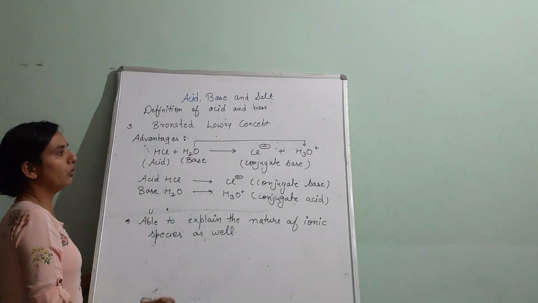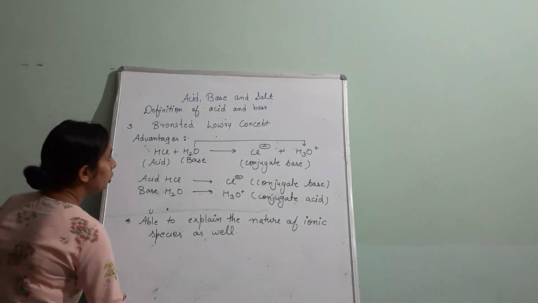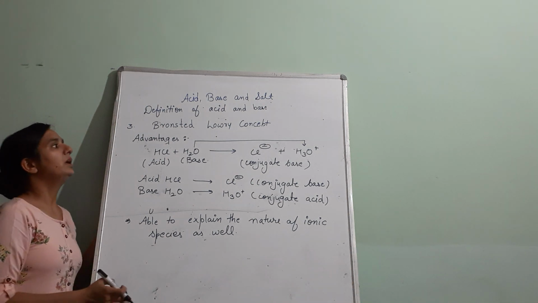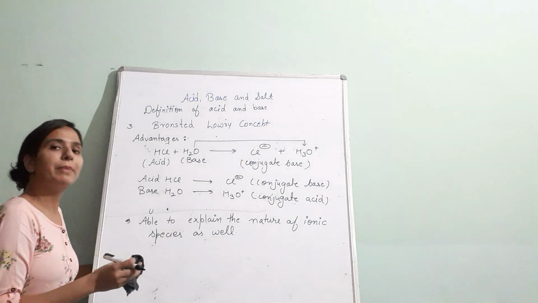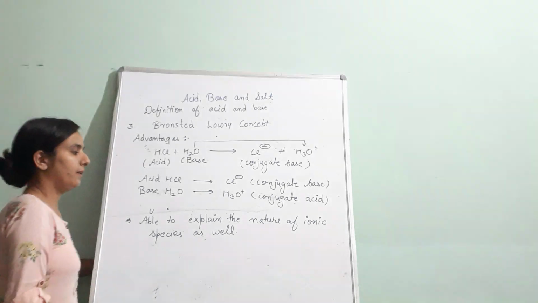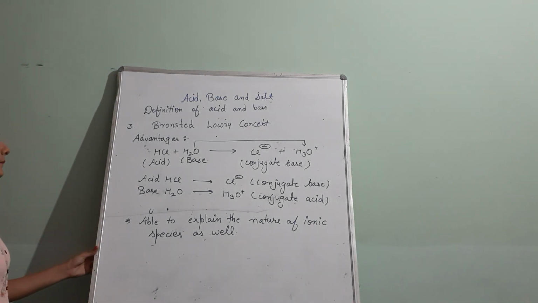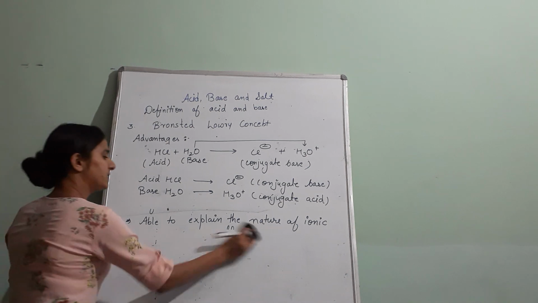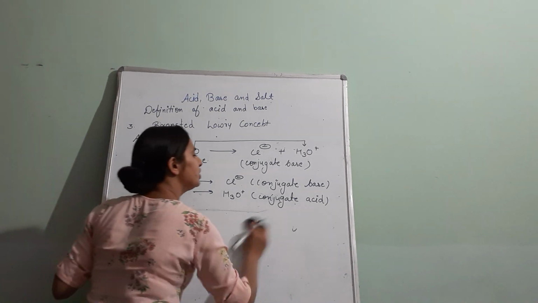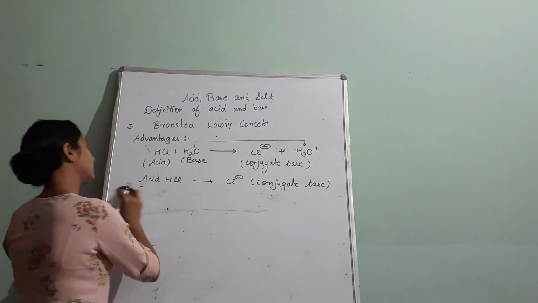Is this thing clear to all of you? So the Bronsted-Lowry concept is able to explain the acidic and basic nature of ions as well. Yeah, note it down. Next we discuss the limitations of the Bronsted-Lowry concept.